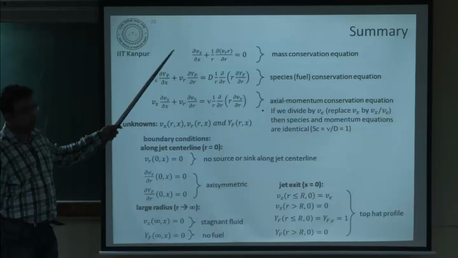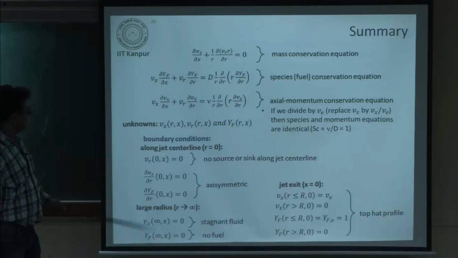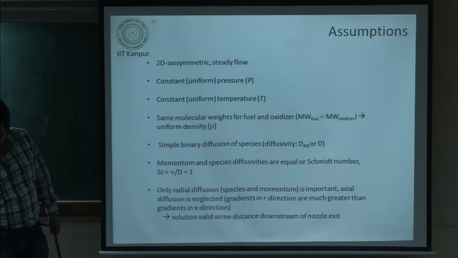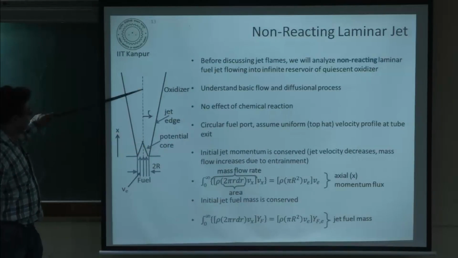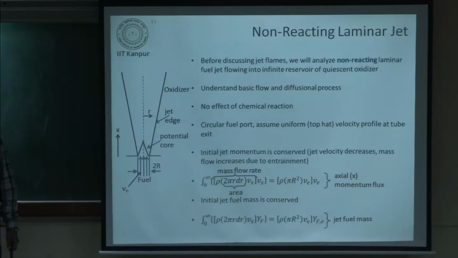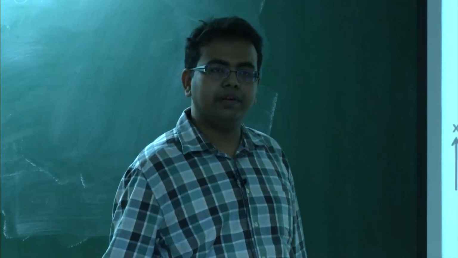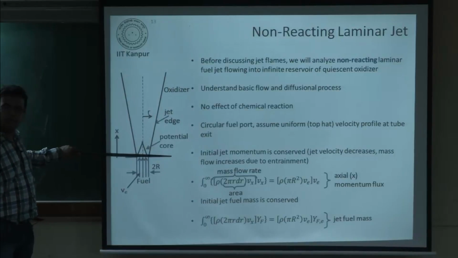So, we can solve it easily, isn't it? We can solve it easily. We have the boundary conditions. Along the jet center line, this is the center line of the jet, what type of boundary condition should we use? A symmetric boundary condition, right, and we know what the boundary condition is at the inlet.